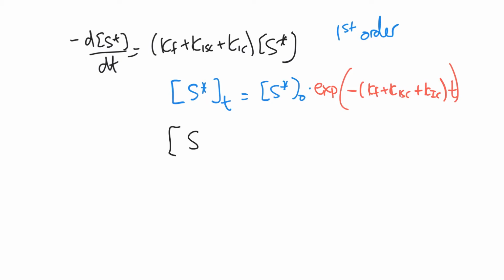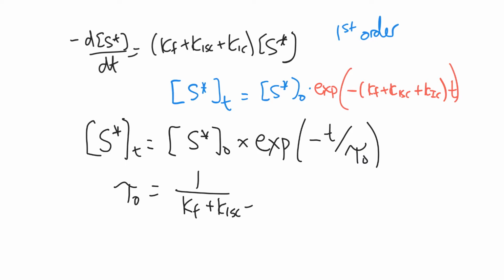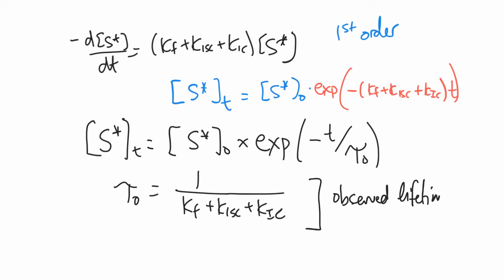So we can rewrite that as, I should have said, S of t is equal to S of 0 times exp minus t over tau 0. Okay, and what is tau 0? Well, tau 0 is just 1 over kf plus k intersystem crossing plus k internal conversion. So we've really just played with our equation here, but this is a very common form to write these kinds of exponential decay functions, and we refer to this as a lifetime. So this is the observed lifetime, and there are lots of situations with exponential decay where we talk about lifetimes. So this is the observed lifetime of the singlet state.